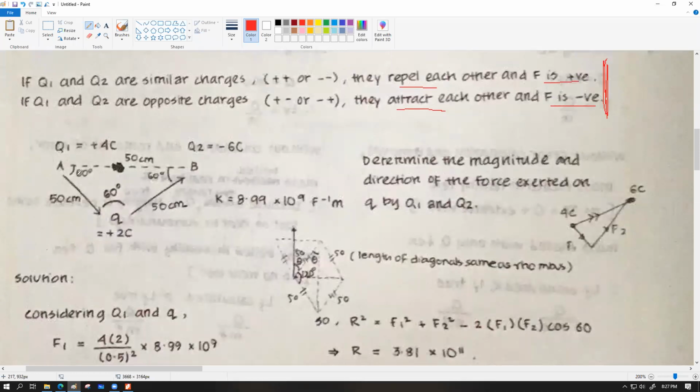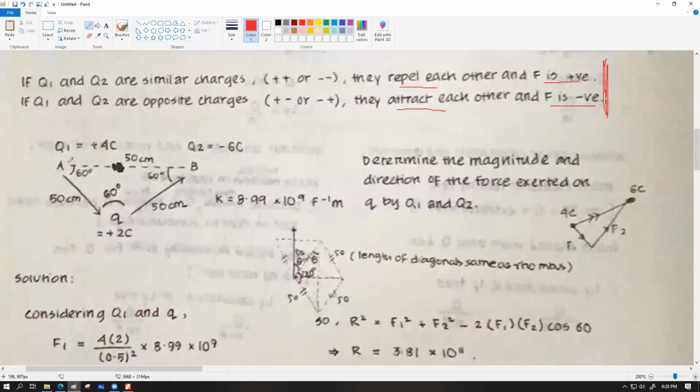So this test charge, small q, has a value of, let's say, plus 2 Coulomb. It is placed over here, where these two distances are 50 centimeters each, and this angle is 60 degrees as well. So this is supposed to be an equilateral triangle. It doesn't look like an equilateral, but it is supposed to be. Because it is 50, 50, 50, and the particles are all placed in vacuum, K has this value. Now the question is asking you to determine the magnitude and direction of the force exerted on Q by Q1 and Q2.